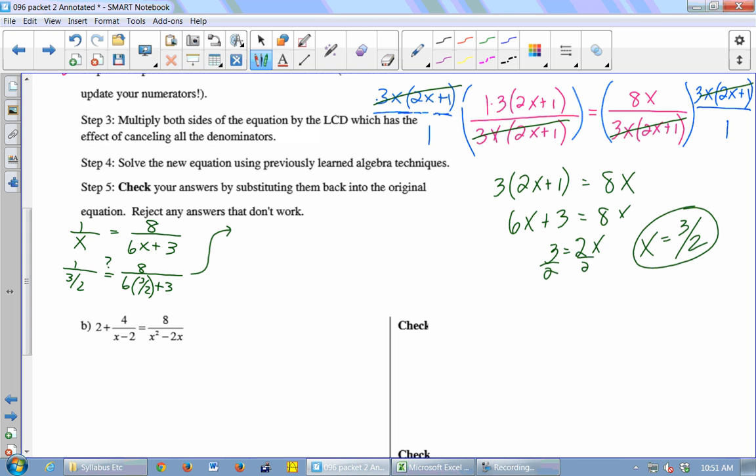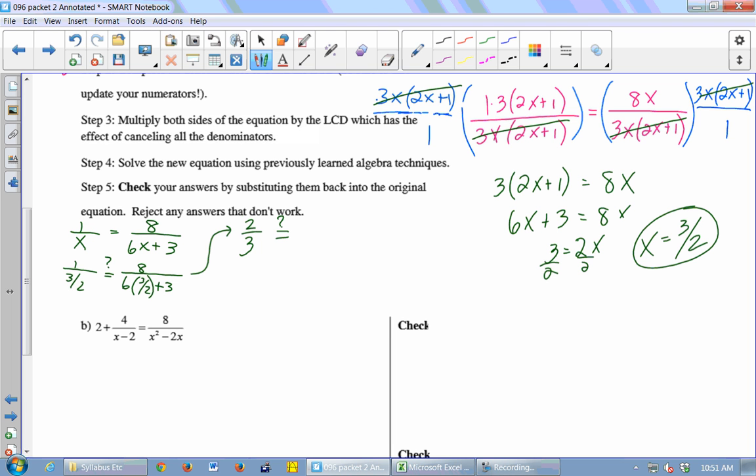What is 1 divided by 3 halves? Because 3 halves is 1.5. What's 1 over 1.5? 1 over 3 halves. 2/3. Yeah. 1 over always has the effect of making a reciprocal. 1 over 3 halves is 2/3.